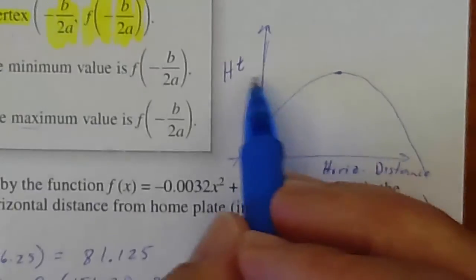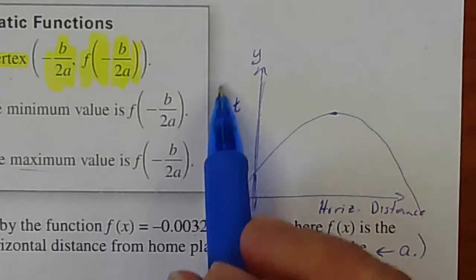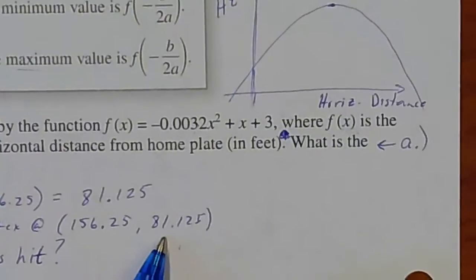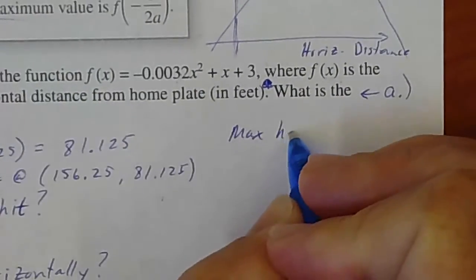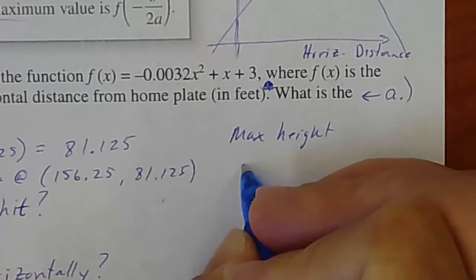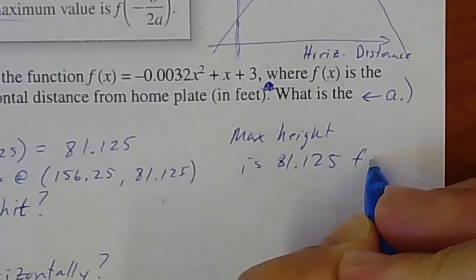Or you go back over here and take a look. This is the y value, right? This is the height. So 81.125. So max height, here's the answer. Max height is 81.125 feet.